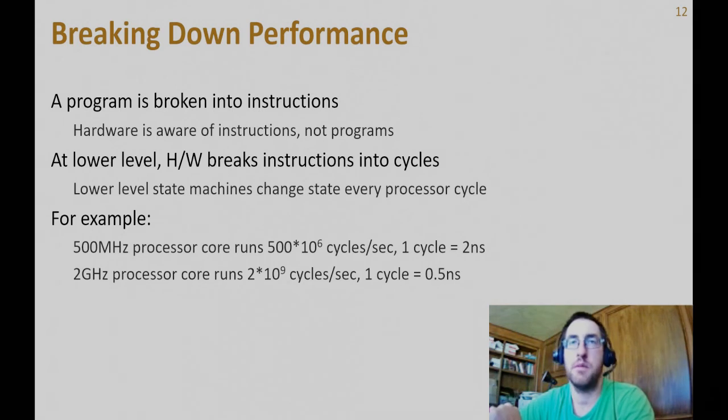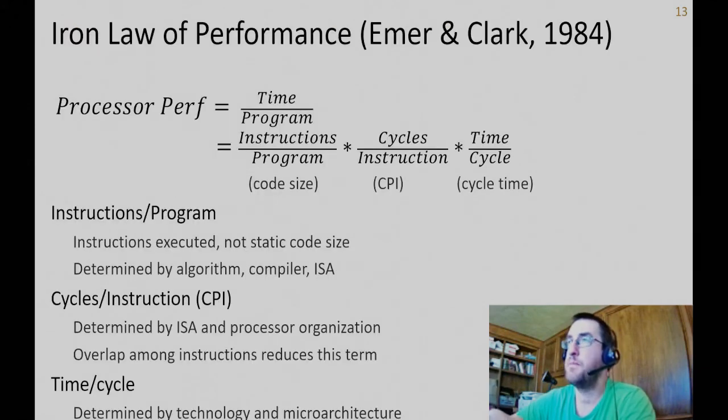A 2 gigahertz processor runs at 2 times 10 to the 9th cycles per second. Remember, mega and giga are SI prefixes for 10 to the 6th and 10 to the 9th. So we're just expanding out those SI prefixes. 1 cycle is 1/2 of a nanosecond on a 2 gigahertz processor. Remember that nano means 10 to the negative 9th. Cycle time, which is related to the processor frequency.